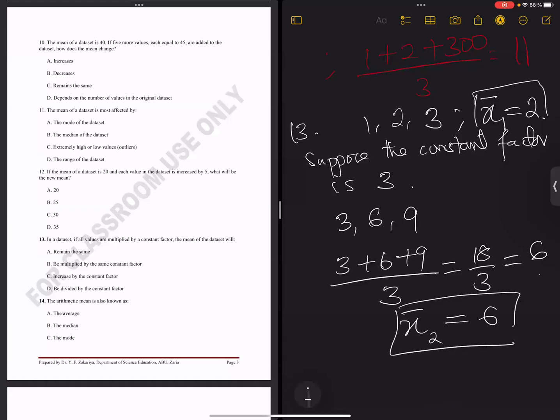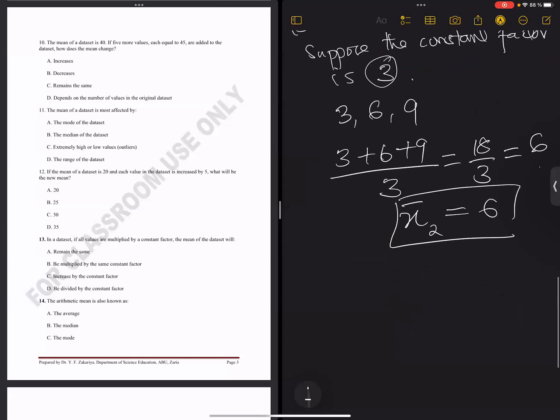Can you now compare this with this one? 6 is just the constant factor 3 multiplied by the mean, 3 times 2, 6. Do you understand? Yes, sir. So if you multiply all values by a constant factor, the mean of the new data set will be multiplied by the same constant factor. So 2 times 3 will still give 6.